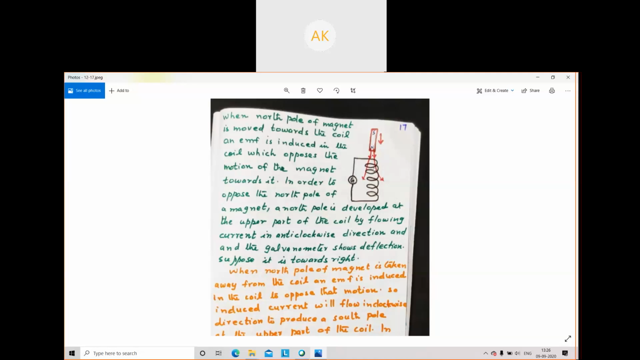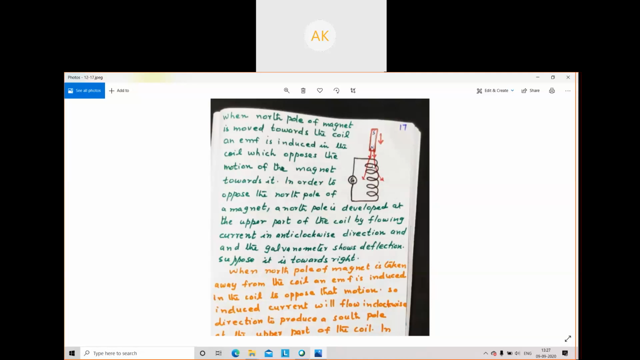Whenever there is a change in magnetic flux, an EMF is induced in the coil and the current flows. Whenever an EMF is induced in the coil, current flows, and we can detect the presence of current in the galvanometer. And if they are kept stationary, no EMF will be induced. That means there should be a relative motion between the coil and the magnet. Either you can move the magnet towards the coil, or you can move the coil towards the magnet. Then only the flux linked with the coil changes.